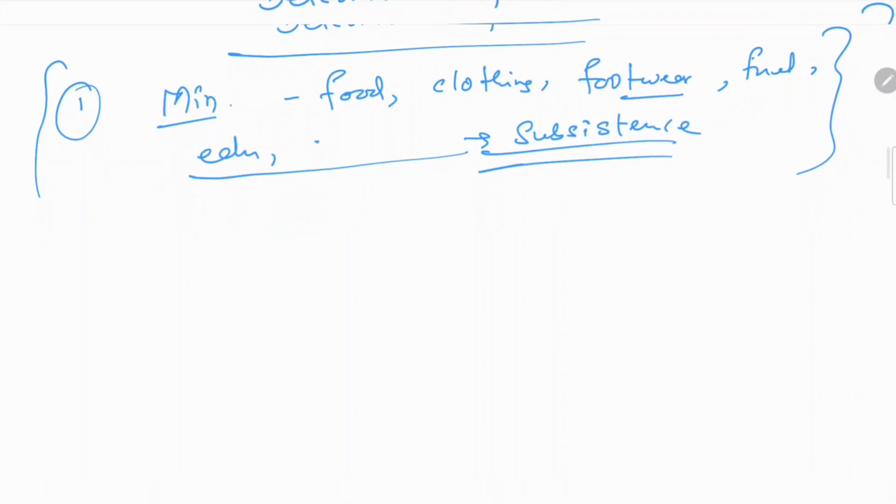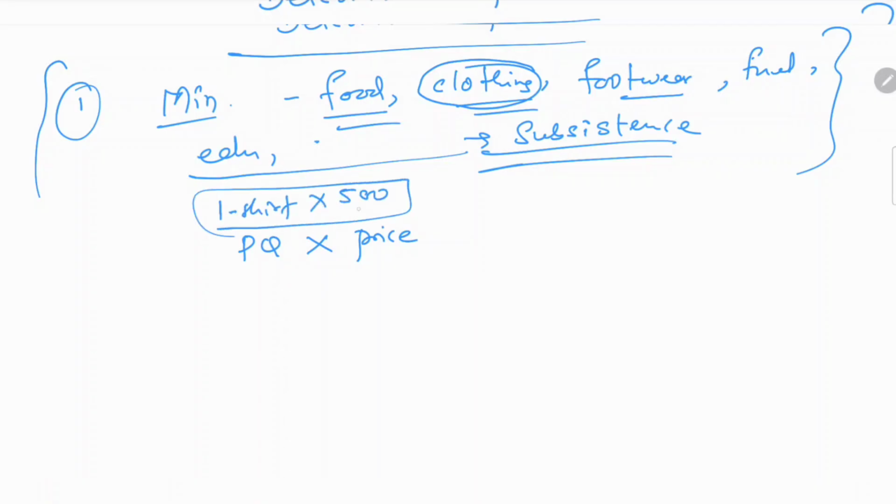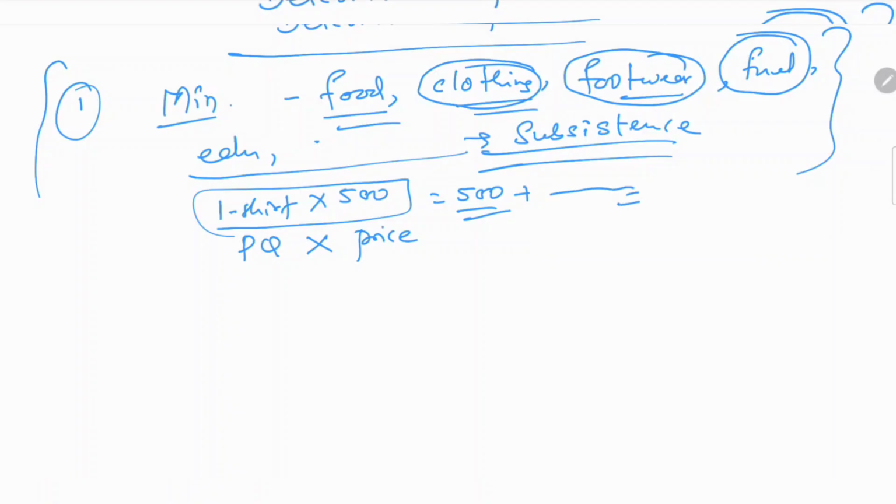So how we calculate the poverty line is, we take each of the physical quantities and multiply with the prices. For example, if you take cloth, if you are buying a shirt, one shirt multiplied by say 500 rupees. Okay, so the total price is 500. So likewise, whatever the basic needs are, you take its price and just go on to add it. That is how you will get the minimum basic needs for a person.